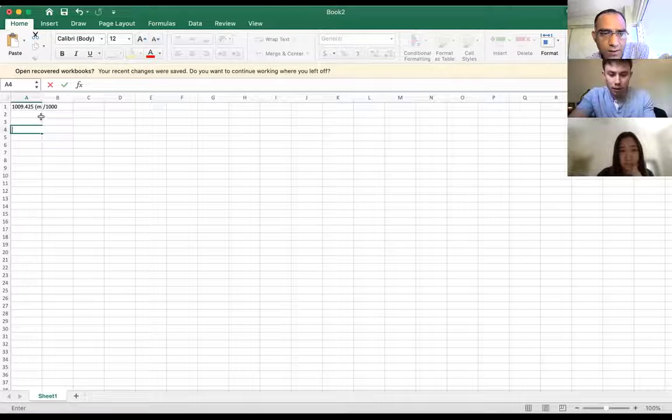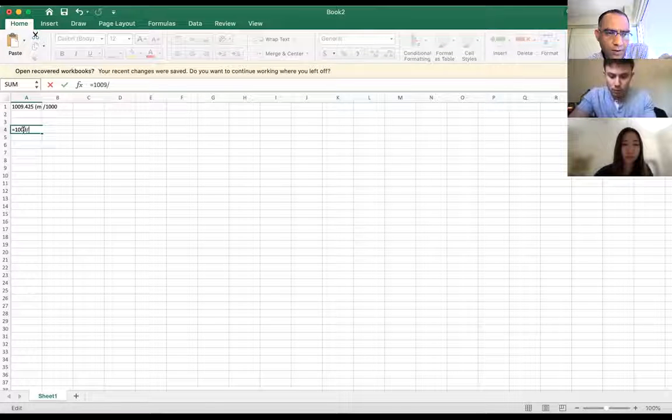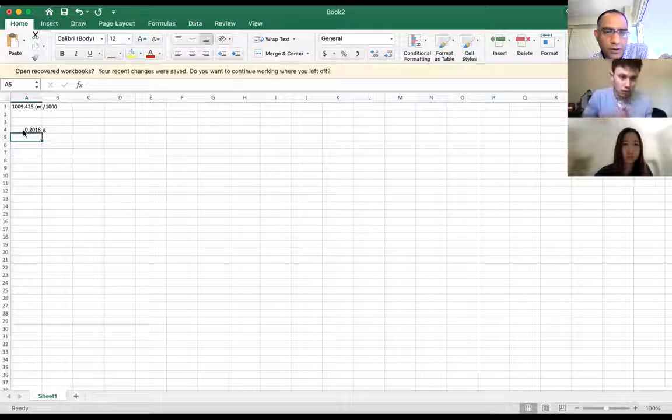I got it. So do it. 1009 divided by... first put equal. First put equal. 1009 divided by 1,000, multiply by 0.2. So that is 0.2018 grams. So now convert it into milligram.